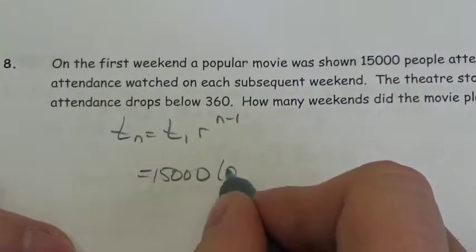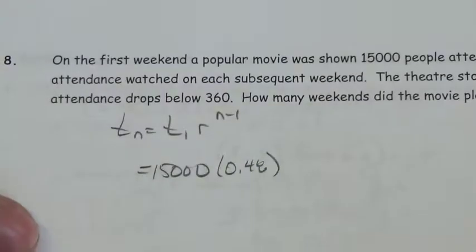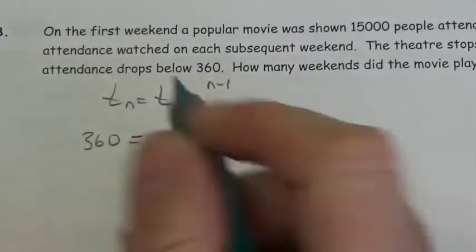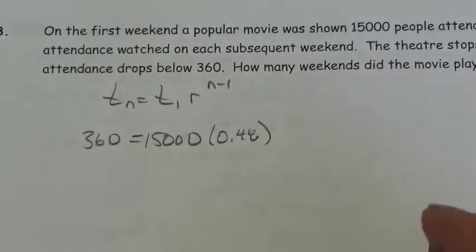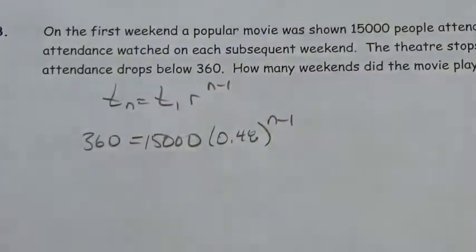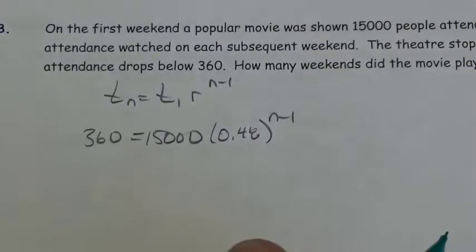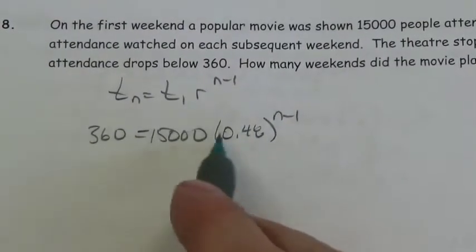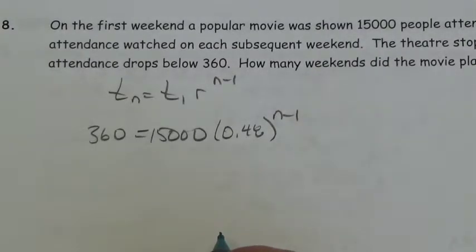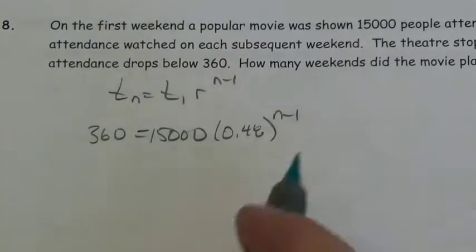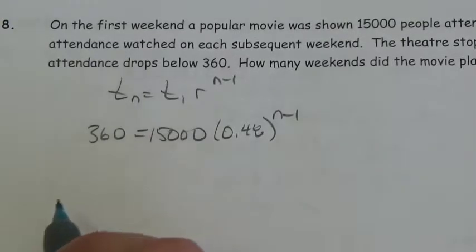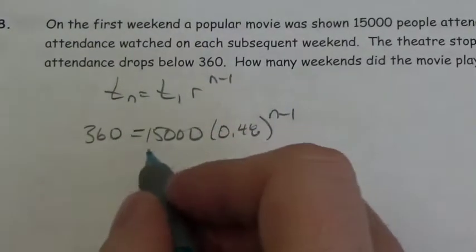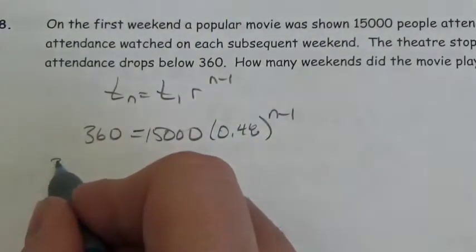Now, we already know that we're going to keep 48% of that number every week. And I know that at some point here we're going to get down to 360. What I don't know is how many weekends that's going to take to go by here. Okay, so I've got to solve for n here. Now, because of the decimal that's showing up here, I have a sneaking suspicion I'm going to have to use my calculator and graph this out. But before I do that, I'm going to divide both sides here by that 15,000. And when I do that, I'm going to get 360 over 15,000.